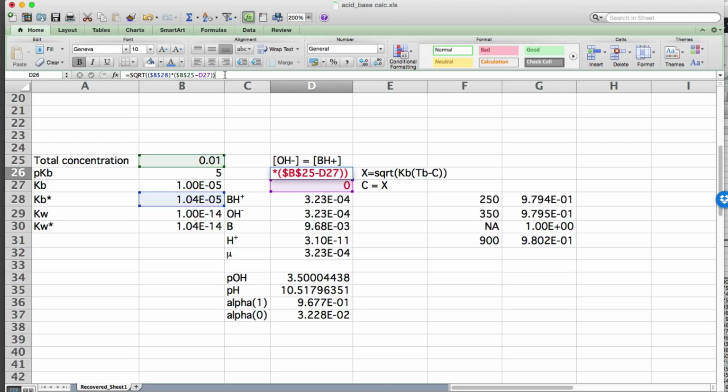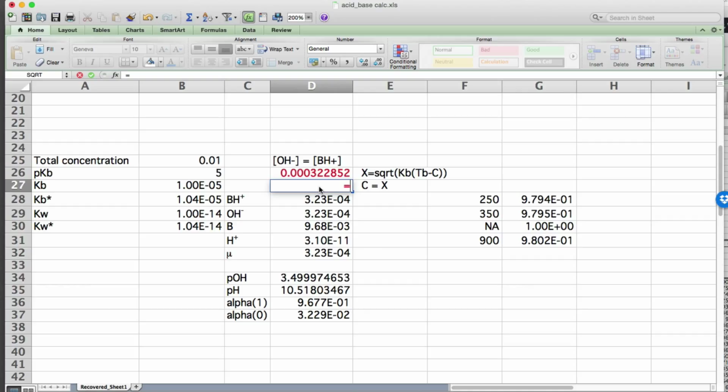the cationic form as the acid. And again, here's my equation. Square root of B28 times B25, the total base, minus D27, which initially is set to 0. So now I'll go ahead and say, but D27 really isn't 0. It's really the OH minus concentration from the first step of the iteration. And we are done. Okay, so this iteration has worked.